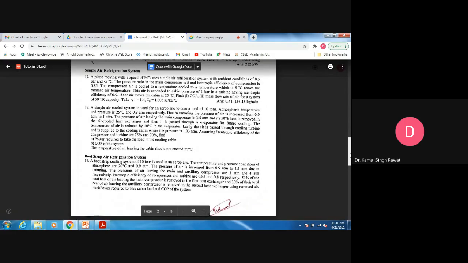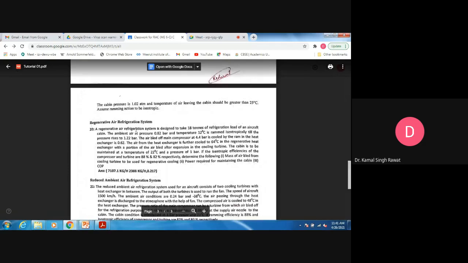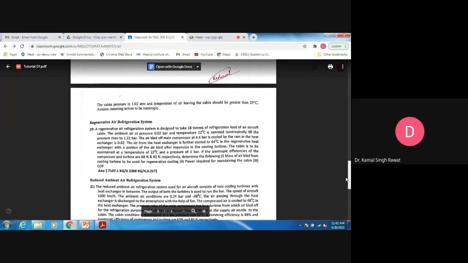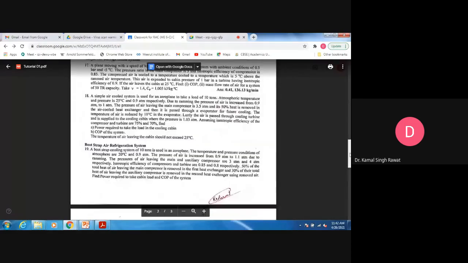After this point, we have only a few numericals: two from the simple air refrigeration system, one from the bootstrap, and one from the regenerative air refrigeration cycle and reduced ambient air refrigeration cycle. We have already covered the bootstrap cycle in our class lecture, and these two cycles are remaining. So first we will finish these two cycles, and then solve the remaining 5 numericals. Then this unit will be over. In the next 2 or 3 lectures, we will finish this unit and start the next unit.